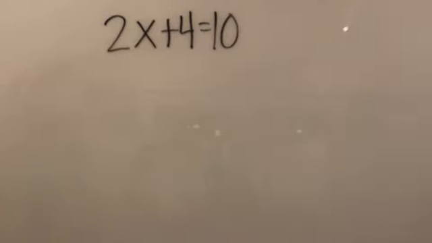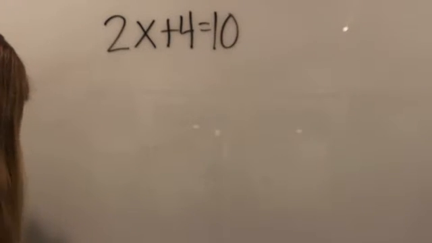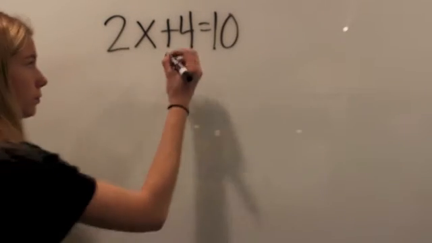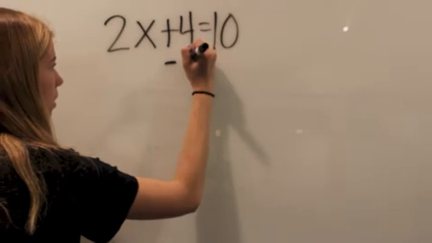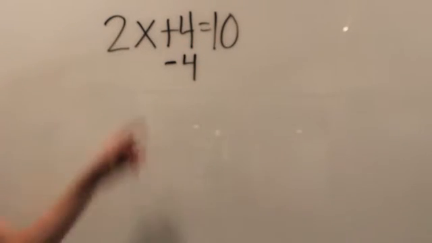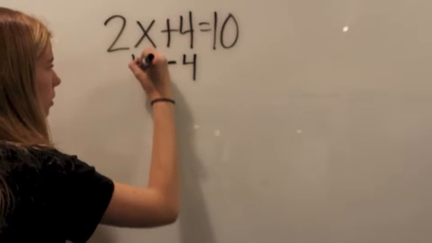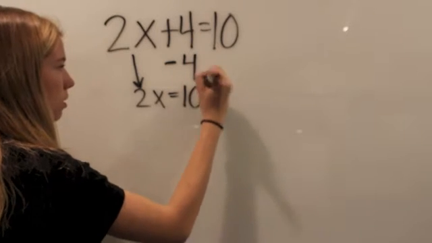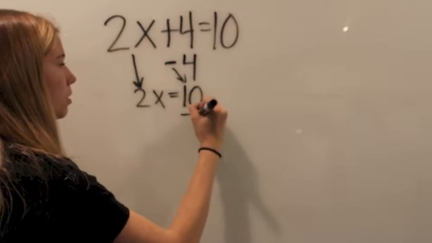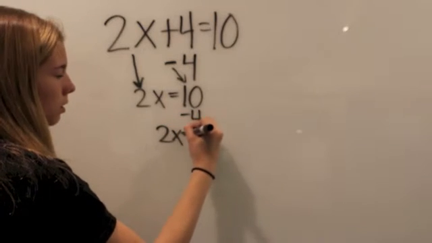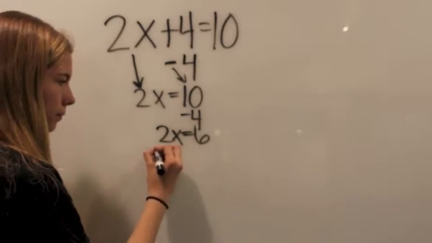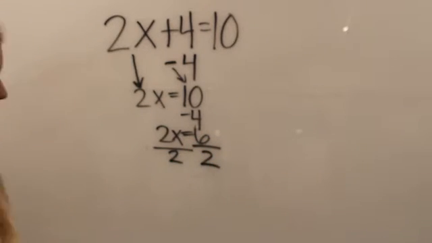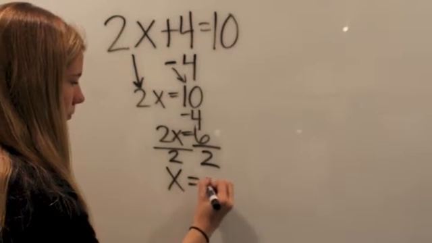Our next equation is 2x plus 4 equals 10. We're going to start by looking at the positive 4. Since the opposite of positive 4 is negative 4, we're going to subtract 4. We're going to start by bringing 2x down along with the 10. But don't forget, because we subtracted 4, we have to subtract 4 from the other side of the equation as well, giving us 2x equals 6. Now we're just going to do the opposite of multiplying by 2, so dividing by 2. And remember, we have to do it on both sides of the equation, giving us x equals 3.